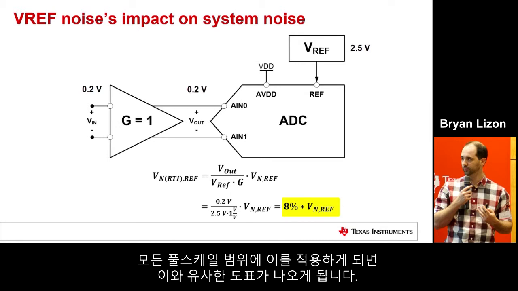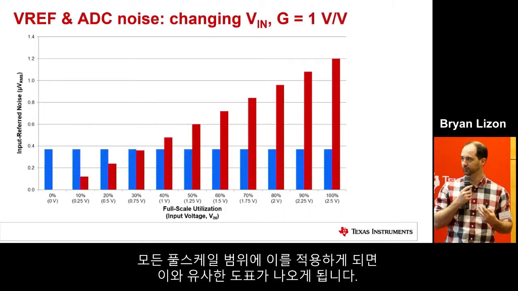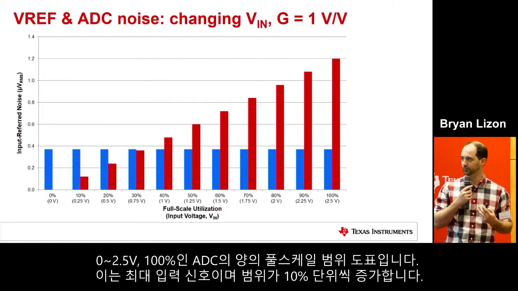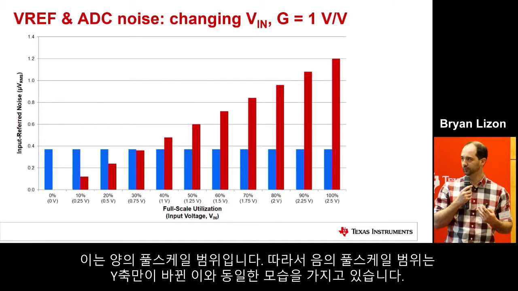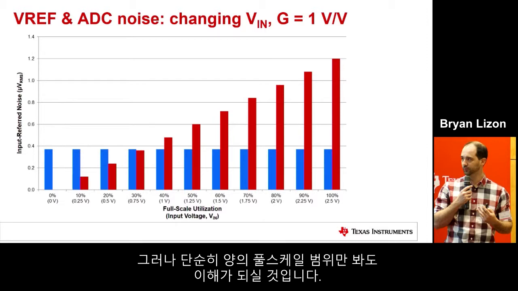to all of the different full-scale range options, you'd actually get a plot that looks similar to this. This plot is showing the positive full-scale range of an ADC, everything from 0 volts to 2.5 volts, which is 100%. This is the maximum input signal you can have. And then every 10% increase in between there. So this is just showing the positive full-scale range. The negative full-scale range would look exactly like this, just flipped about the y-axis. But for the sake of clarity, we can just look at this, and the point will still be made.